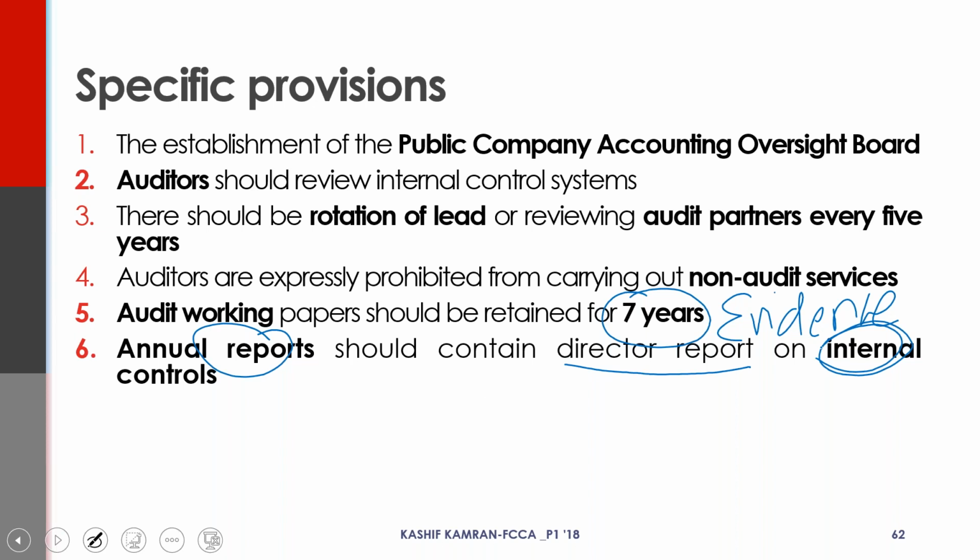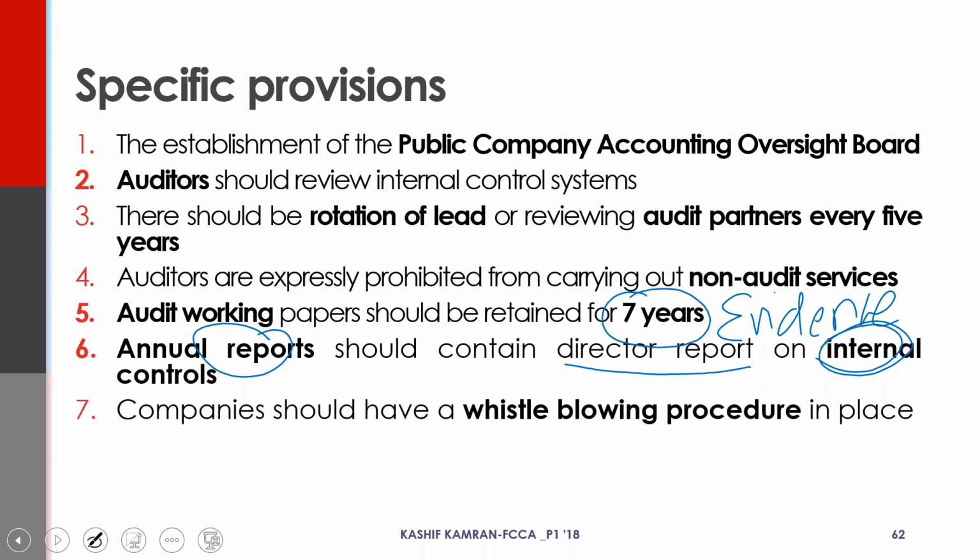Then number 7, companies should have a whistleblowing procedure. Whistleblowing procedure means that the company should have a procedure for employees to whistleblow. If there is something happening wrong in a company, then the employee should have a procedure to report it to someone. If there is a fraud happening in a company and an employee gets to know about it, then the employee should whistleblow that to someone.